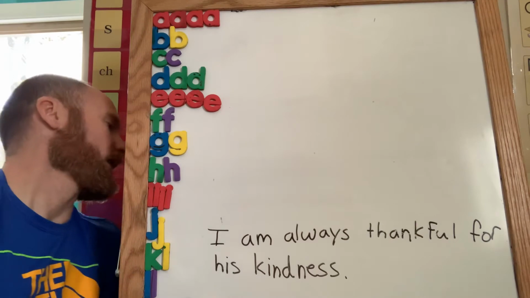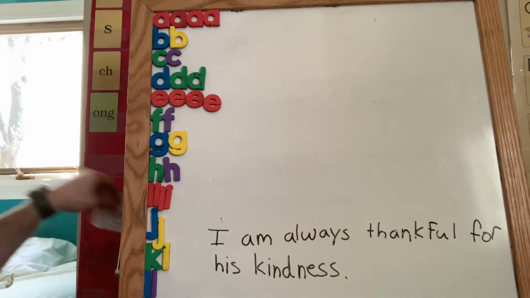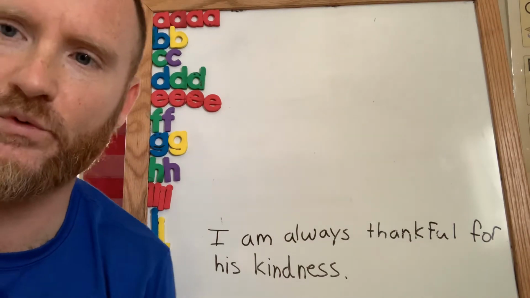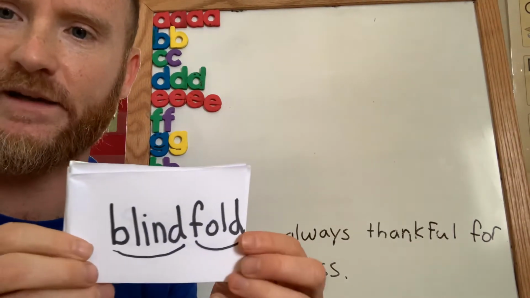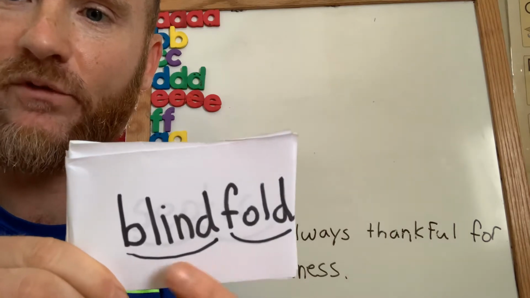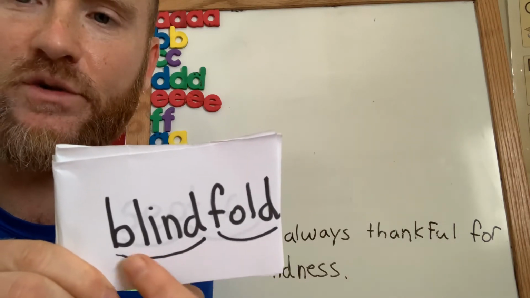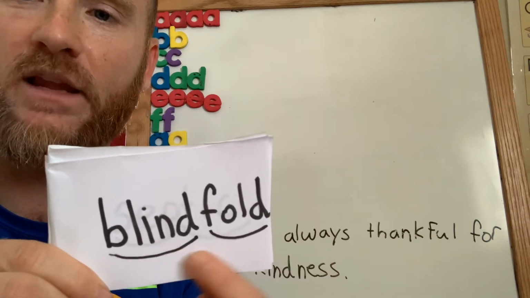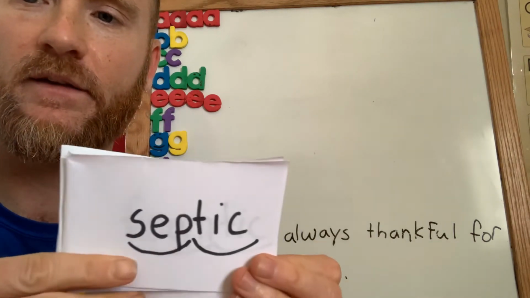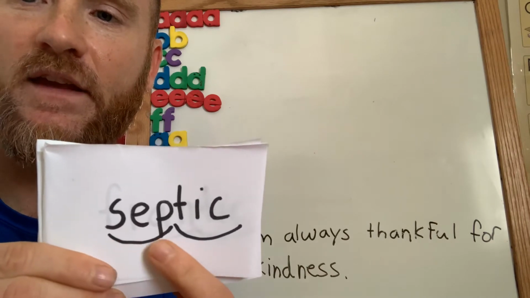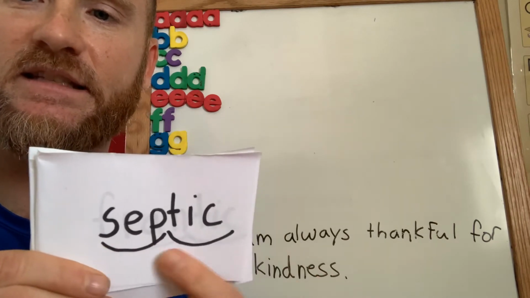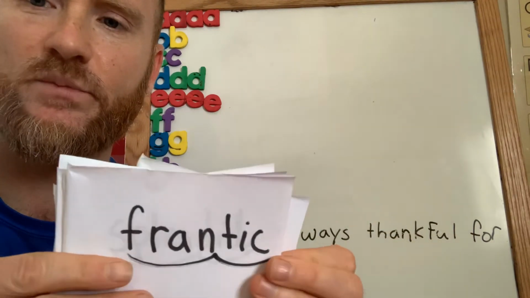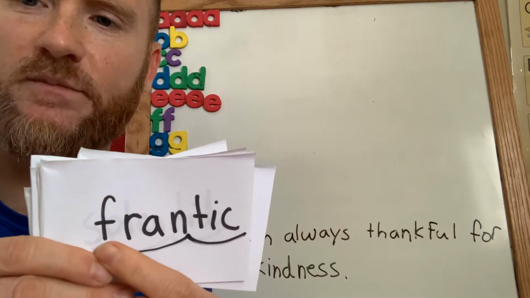All right, okay. Now, since we talked about our multi-syllable words, now we're going to try to read them, okay? See if you can do it before I can. Remember, I'm showing you the parts right here. Ready? Blindfold, blindfold. Good. Septic, septic. Remember, I'm not tapping out each individual sound at this point. We should read these nice and smooth.